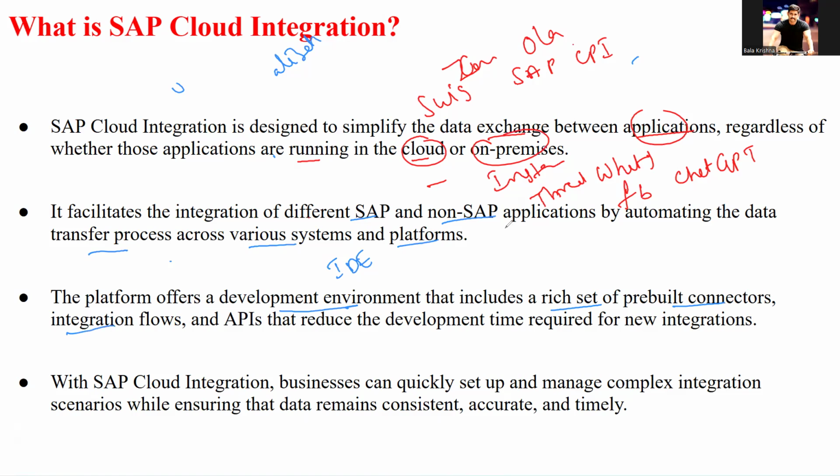You need to create and develop an environment that includes this set of pre-built connectors, integration flows, and APIs that reduce the development time required for new integrations. If you want to create new integrations by using SAP CPI, we need pre-built connectors, integration flows, and APIs. These three are helpful to reduce the development time required for new integrations.